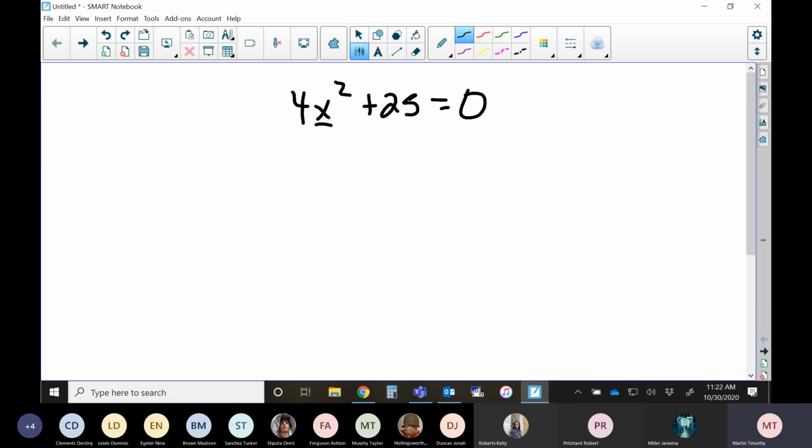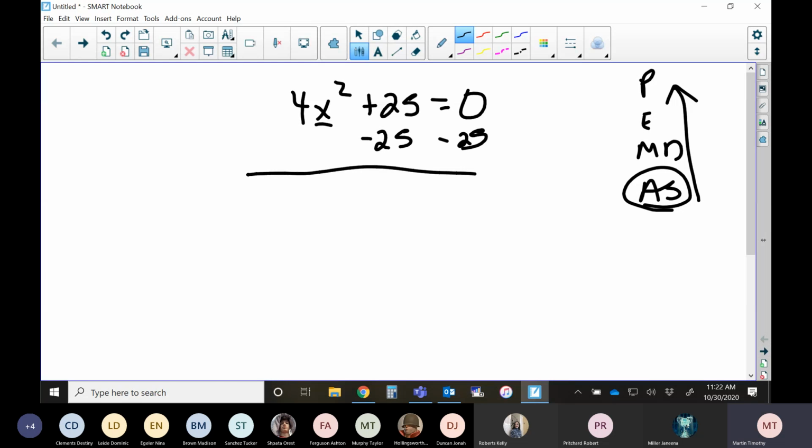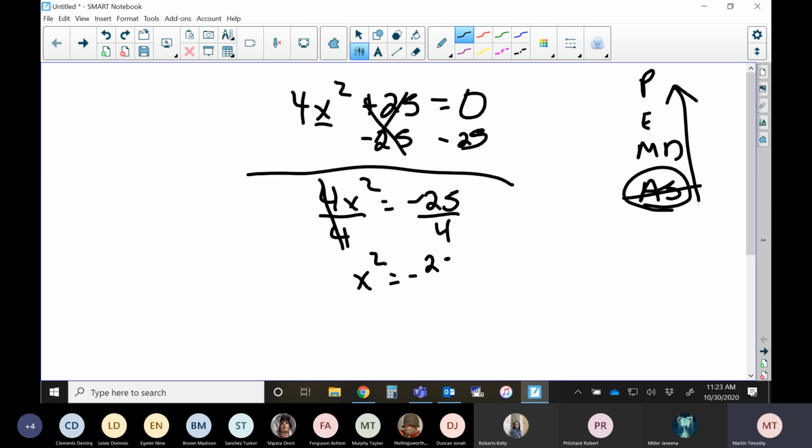So I recognize that there's just an x squared, so I can isolate it. And when I do isolation, I'm working backwards on order of operations. So that's why I'm going to get rid of addition and subtraction first, and I'm going to do the opposite. So I'm going to minus 25. And I get 4x squared equals negative 25. Boom. Now I'm going to work backwards and get rid of the 4. So I'm going to divide by 4, do the opposite of it. So I end up with x squared equals negative 25 fourths. And now I'm going to get rid of that square, by square rooting it.